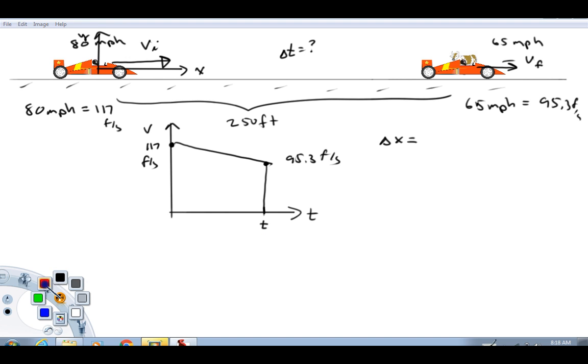This area, I'm going to do this in red, this stuff here is equal to that delta x. So what I'm going to do is use that fact to write an equation here. Now, there's a couple choices here. I could break this into a rectangle and a triangle. I like to just deal with the trapezoid. I think that's the simplest thing to do.